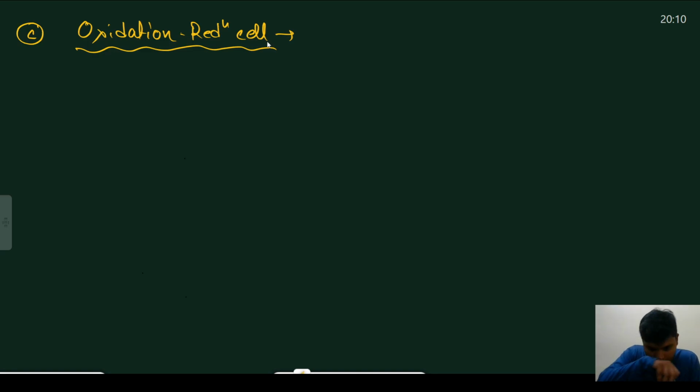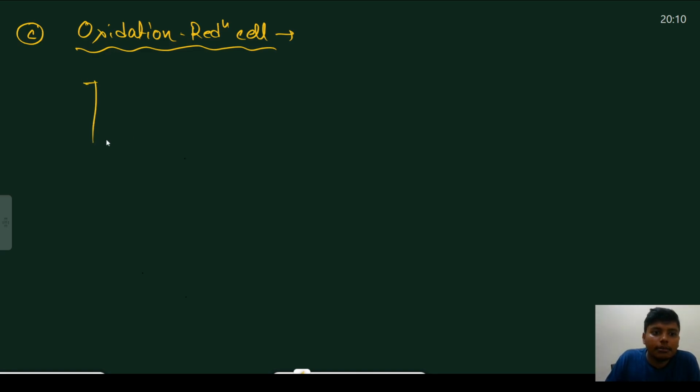Next is the oxidation reduction cell, what we are using right now for galvanic cells and all. Now, oxidation reduction cell means what will happen?